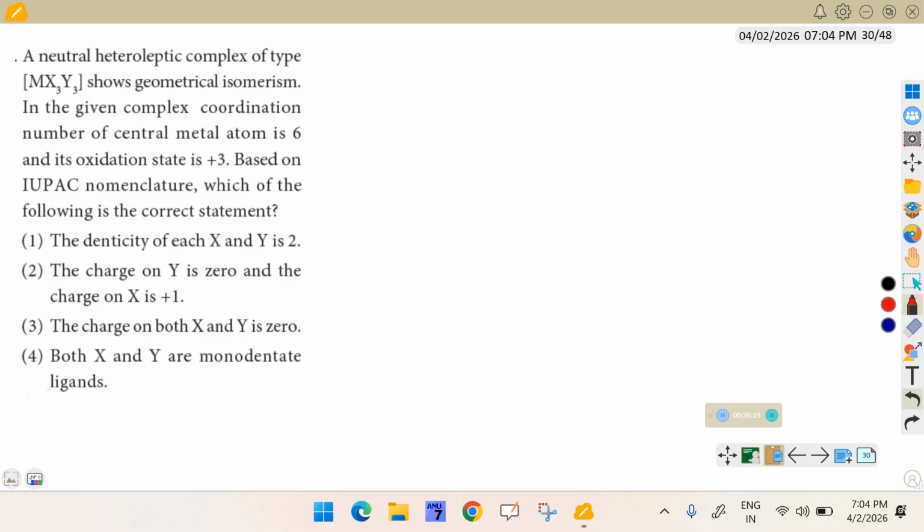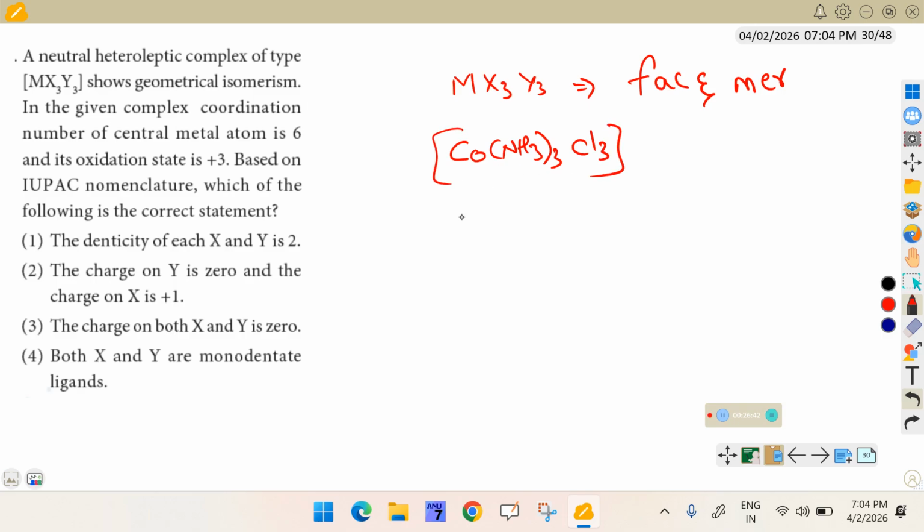A neutral heteroleptic complex of type MX3Y3 shows geometrical isomerism. Yes, MX3Y3 shows facial and meridional types of geometrical isomerism. Example, Co(NH3)3Cl3, or one more example is Co(NH3)3(NO2)3.